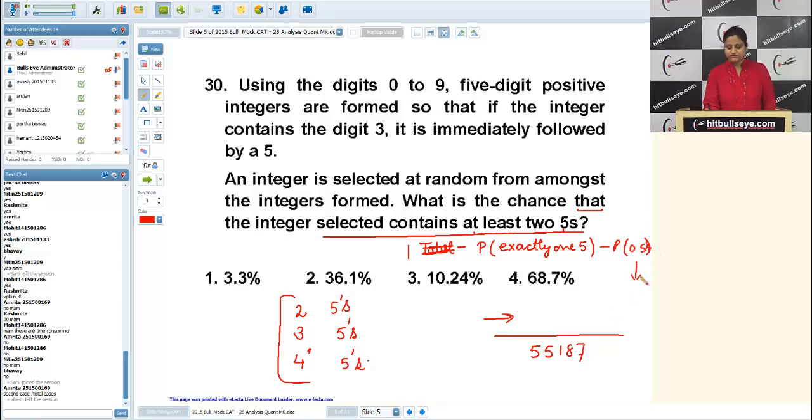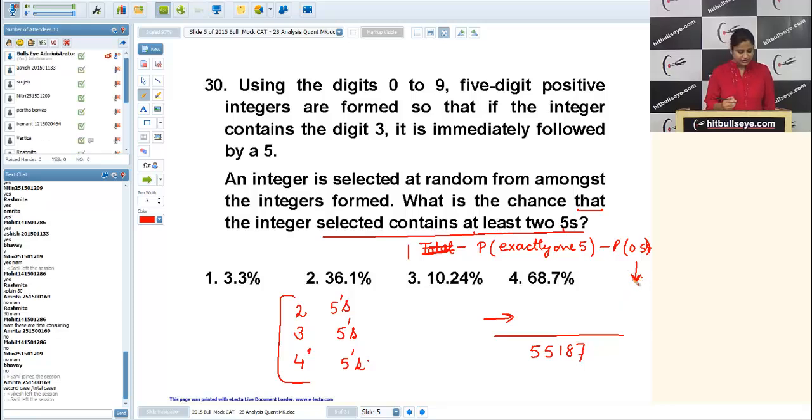Now 0 number of 5s we can take where 5 cannot come. If 5 cannot come, 3 cannot come simultaneously because of the basic condition. Whenever 3 comes, it comes with a 5. It is immediately followed by a 5. That's why it will be the first case only where we are not using 3, rather we are not using 5 as well. So how many cases for these are possible? Are you getting me, Amrita?